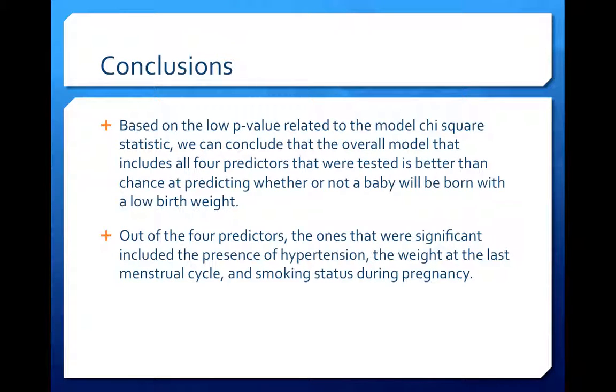So to tie up all that we have just discussed, we have 2 conclusions. So based on the low p-value related to the model chi-square statistic, we can conclude that the overall model that includes all 4 predictors, age of the mother, presence of hypertension, weight at the last menstrual cycle, and smoking status during pregnancy, that were tested is better than chance at predicting whether or not a baby will be born with a low birth weight. In addition, after looking at each individual predictor variable, the ones that were significant in predicting whether or not a baby will be born with a low birth weight are the presence of hypertension, weight at the last menstrual cycle, and smoking status during pregnancy.